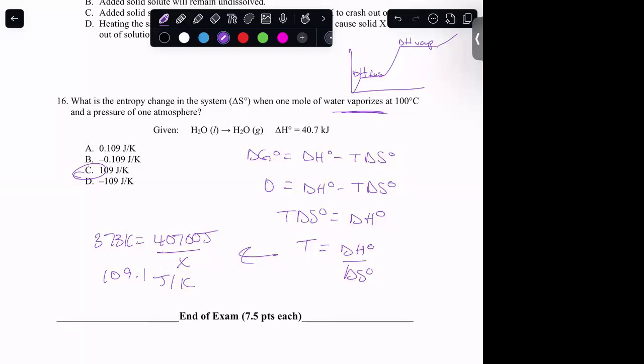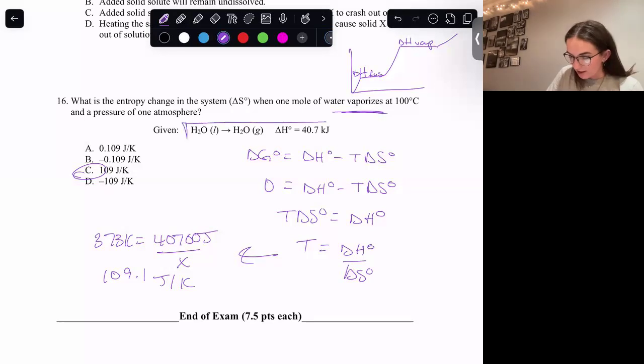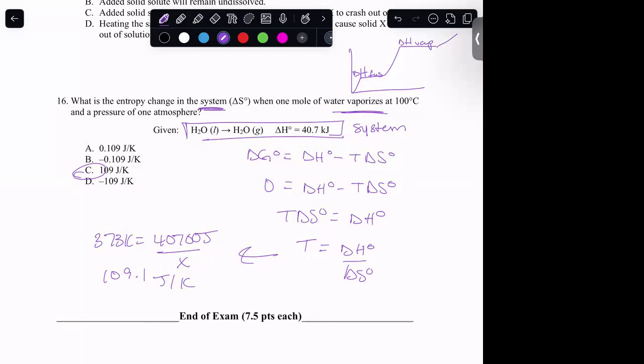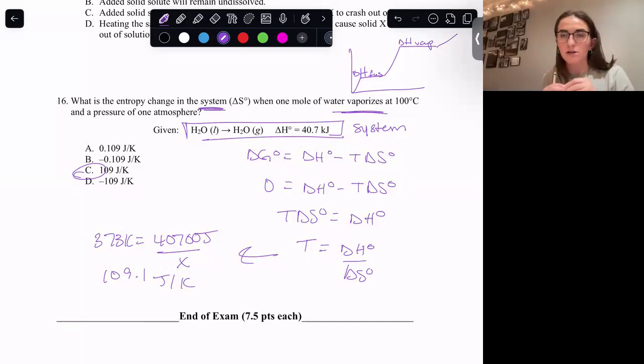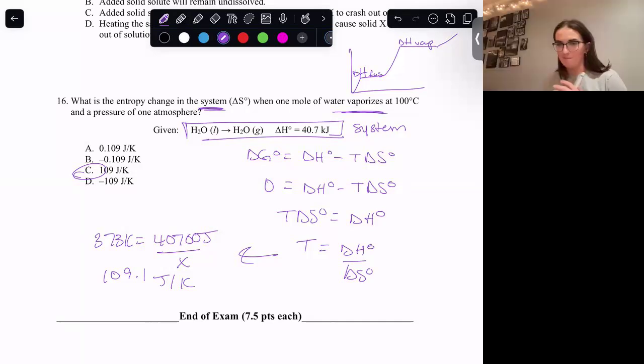Okay. Yeah, I think that makes sense. So like this here is our system. And since it's asking for the delta S of the system, we can use the delta H directly and we don't need to change the sign of it. Oh, okay. I gotcha. Your reaction becomes the system here. And then everything else is your surroundings. Okay. All right, thank you. Yep.